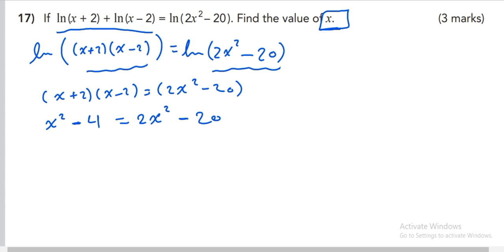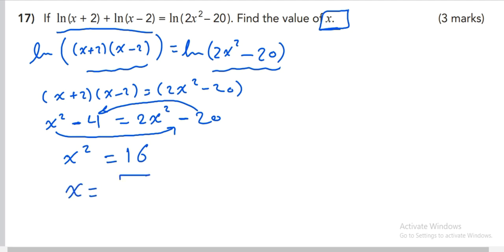Here, by collecting x power 2 on one side and numbers on the other side, you will get x power 2 here and negative 20 here. So it will be x power 2 minus x power 2 equal x power 2. Here negative 4 plus 20 equal 16. Here x power 2 equals 16. To get the value of x, we have to take the square root of both sides. Square root of x power 2 equal x, and we'll take the square root of the other side, which is 16.